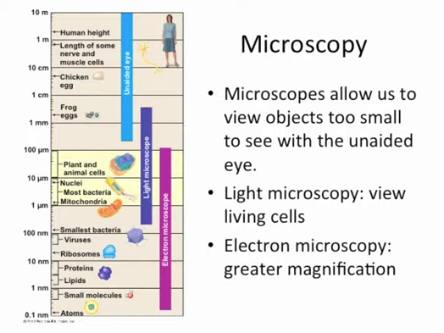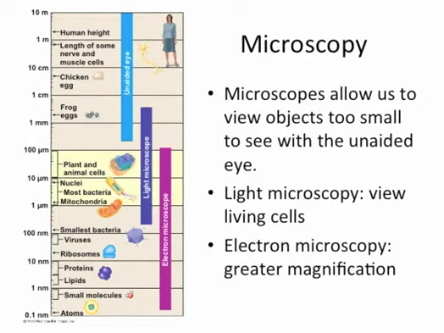So this is a diagram of scale that tells you the types of things you can see with the unaided eye versus the types of things you can see with the two kinds of microscopes that I'm going to talk about today. There are some cells that you can see without a microscope. If you've ever had chicken, or a chicken egg, so you had eggs for breakfast, you're looking at a single cell. That is one big cell.